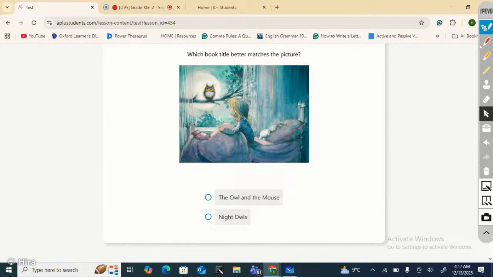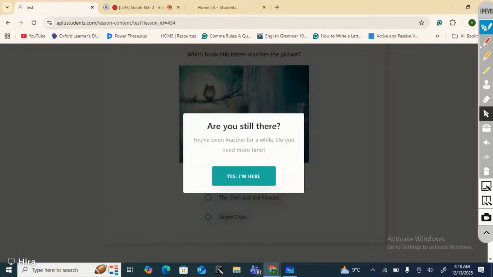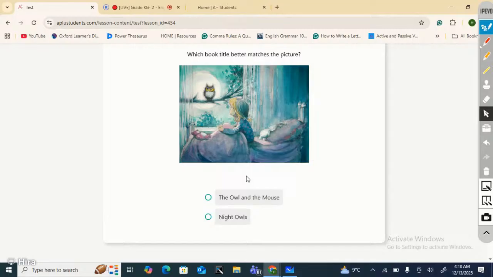So we can see the owl, but can we see the mouse? We can't see any mouse. So, what do you think? Can it be the owl and the mouse? No, I don't think so because there is no mouse.